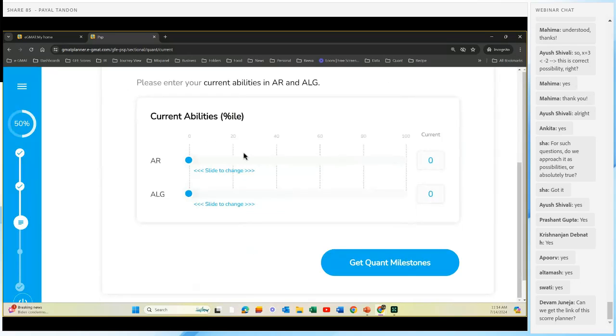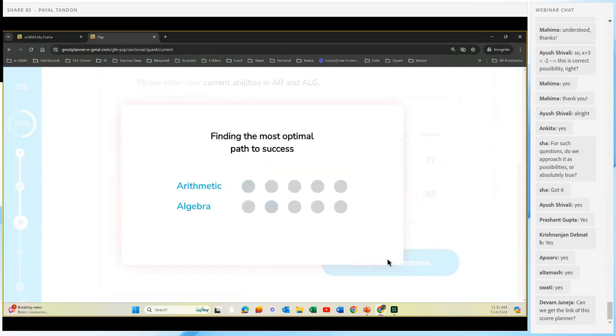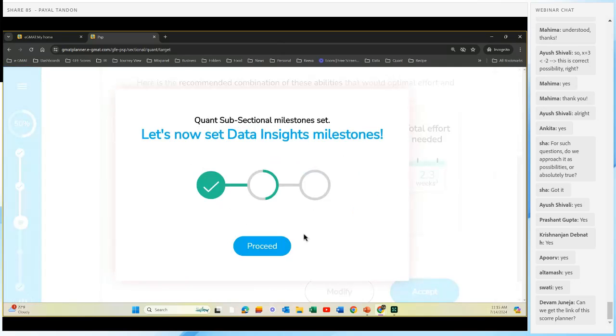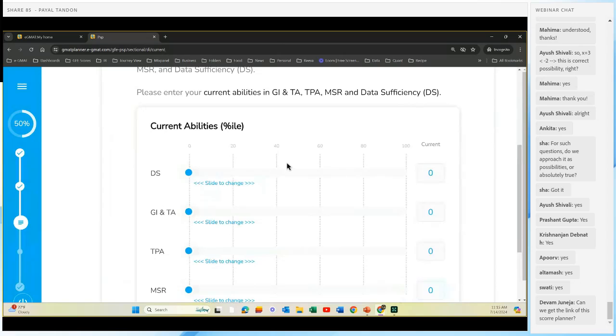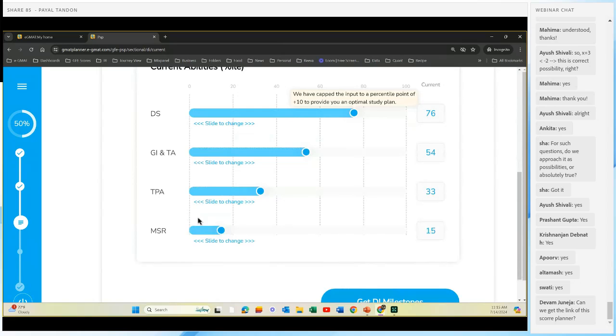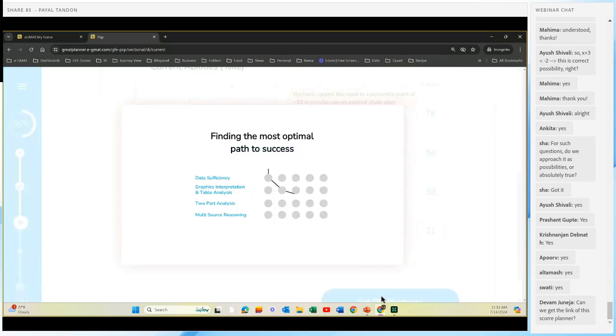Now we're going to do the same thing for algebra here. So let's do 77 here, and you're a little better in algebra. And then it's going to tell what those 77 hours entail. And last, we're going to do DS, so DI. So let's just put that information in here, and then TPA, you're a little better. Then MSR is the worst one here, and we're going to get DI milestones.